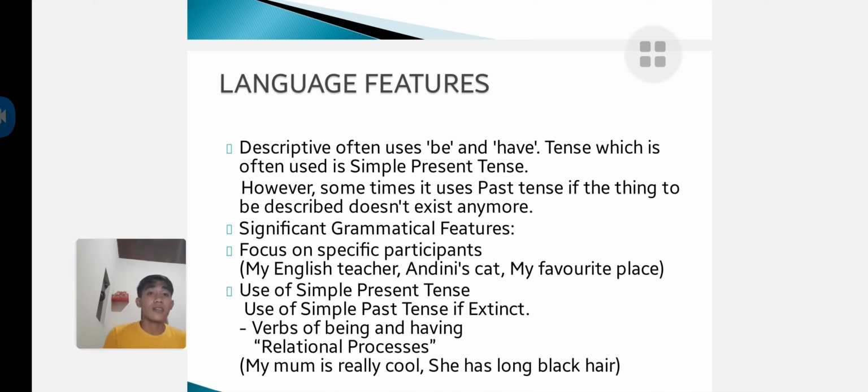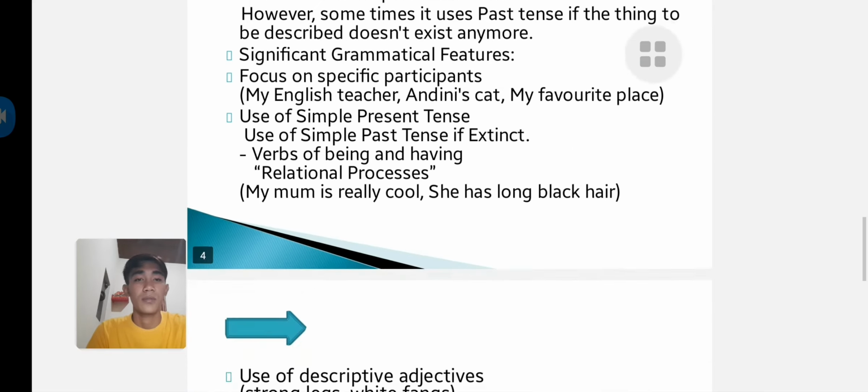And the next is use of simple present tense. Use of simple past tense if extinct. Verb of being and having, relational process. For example, my mom is very cool. She has long black hair, and so on.